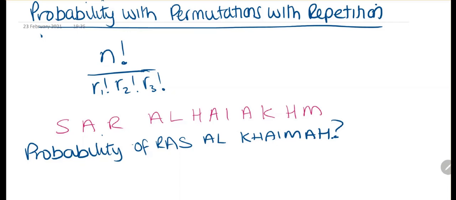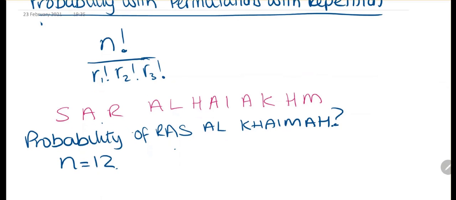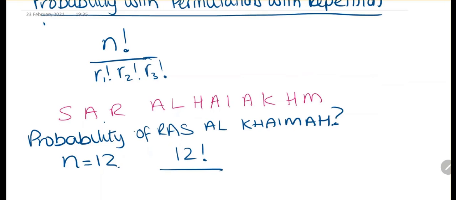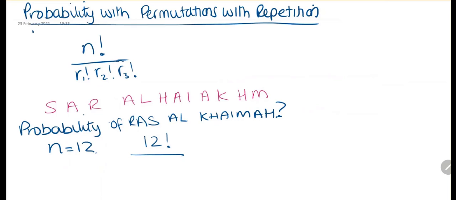So in this order, so it spells Ras Al Khaimah. The first thing we need to do is check how many letters we have altogether. So 1, 2, 3, 4, 5, 6, 7, 8, 9, 10, 11, 12. So n is going to be 12. So it's going to be 12 factorial. And now we need to find how many times each letter repeats.